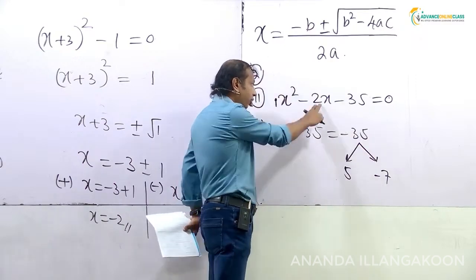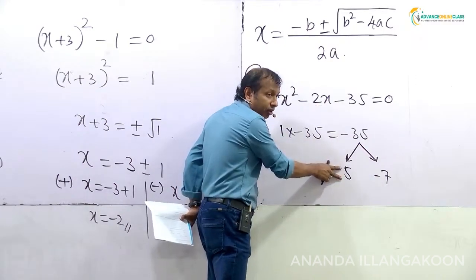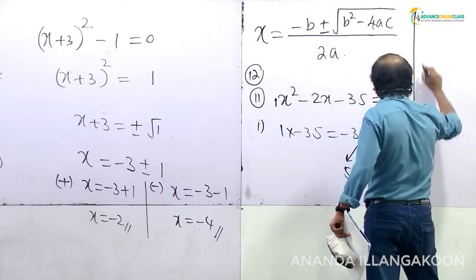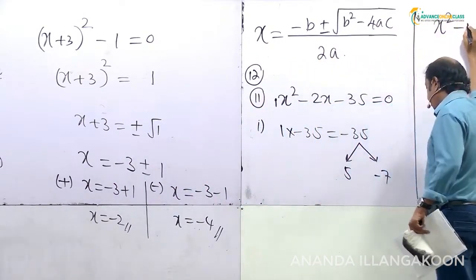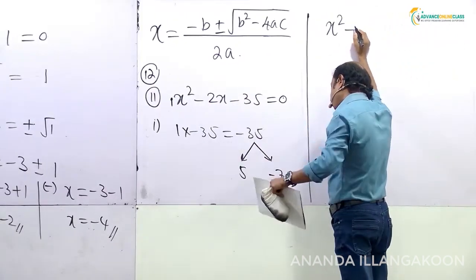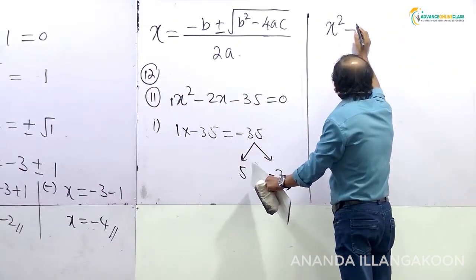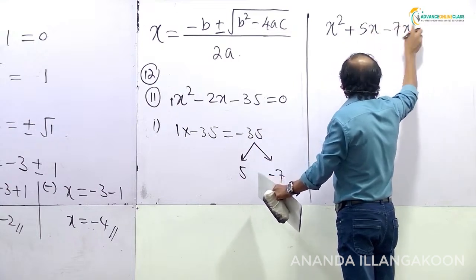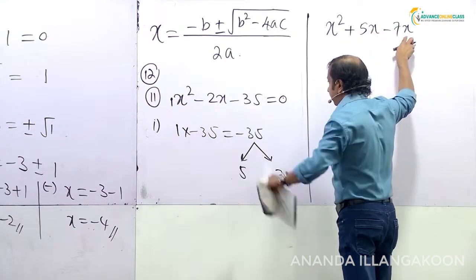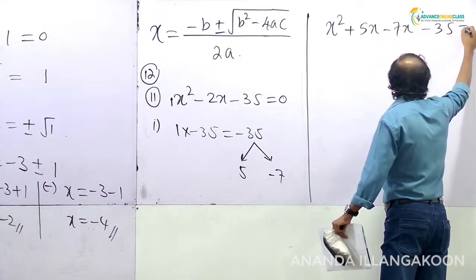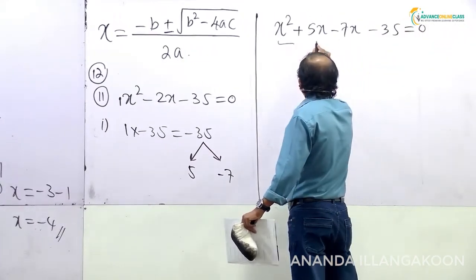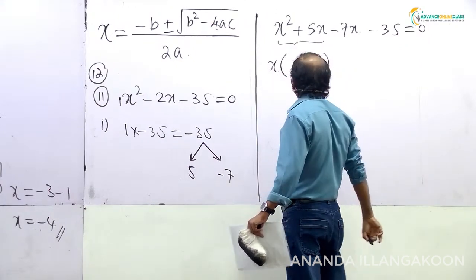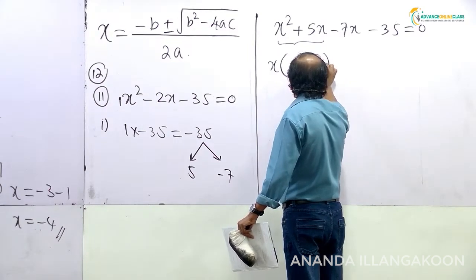Then what we do? This minus 2 we write with the help of this 5 and minus 7. Okay? Right. x squared minus 2x, no? 2x I write now. How? 5x minus 7x like this. 5x minus 7x is minus 2x coming. Minus 35 equals 0. Right. Take these two together. x is common, people. Take x out. x plus 5.